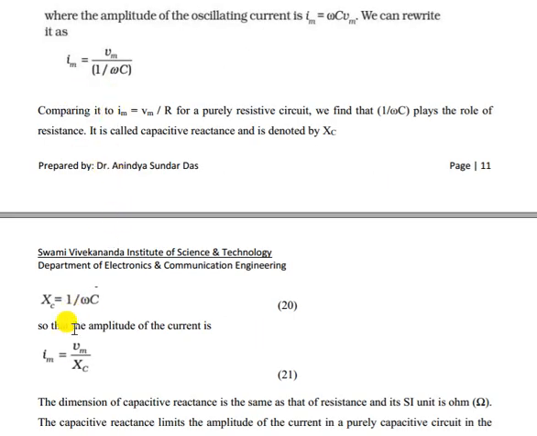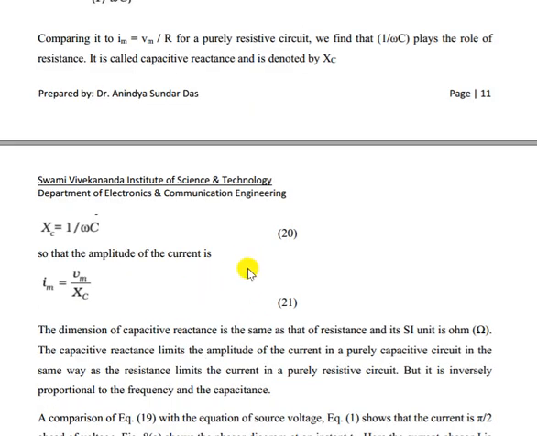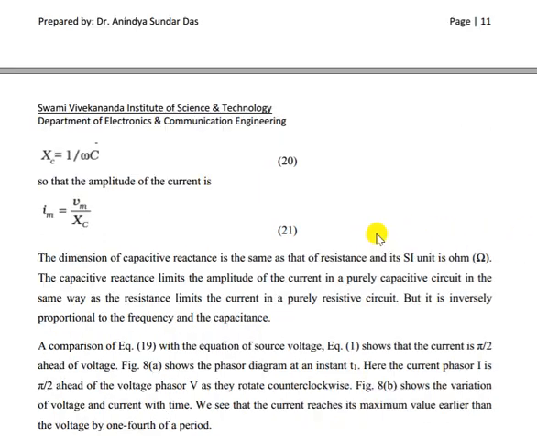So Im equal to Vm by Xc, and IL we can write as Vm by XL, and in a resistance circuit, I equal to V by R. So for a resistive circuit, I equal to V by R. For an inductive circuit, I equal to V by XL, and for a capacitive circuit, I equal to V by XC, where XC equal to 1 by omega C, and XL equal to omega L.